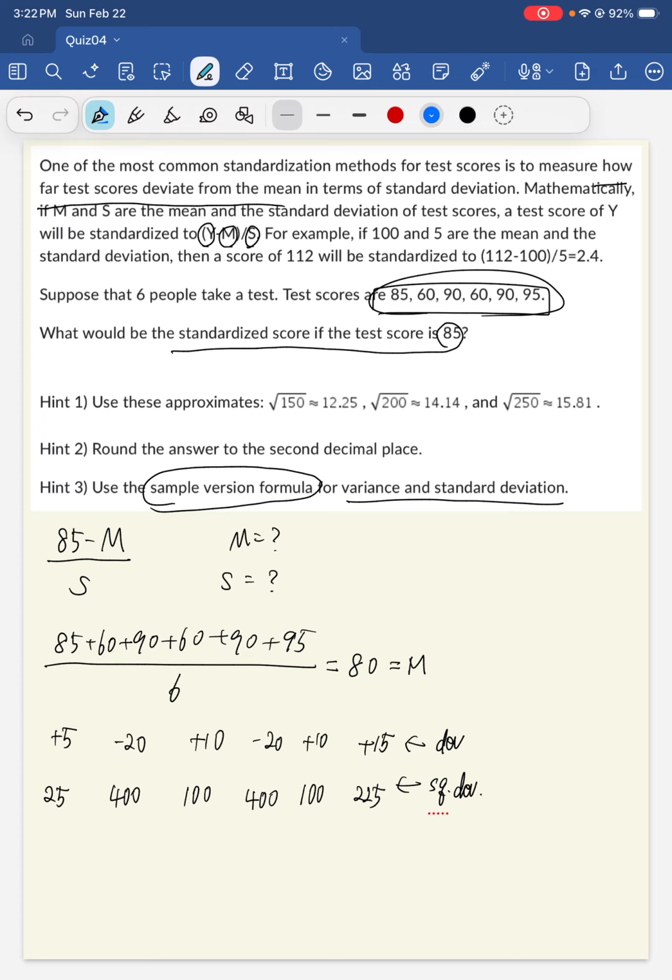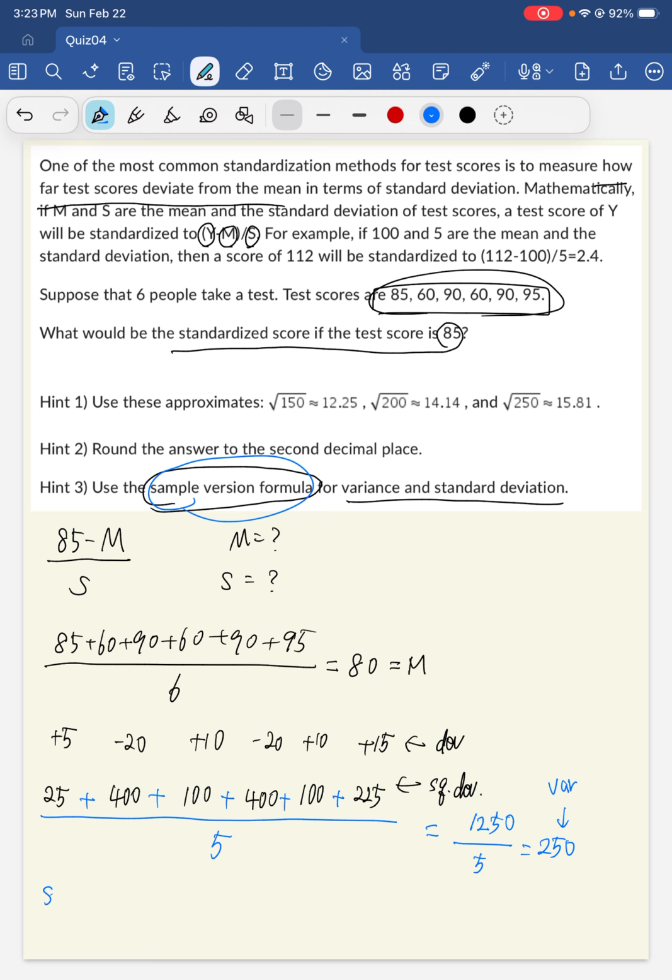I am going to calculate the variance by adding the squared deviations and dividing by n-1. Remember, we are using the sample formula, so the denominator must be n-1. In our case, n is 6. There are 6 observations, so we are going to have 5 in the denominator. If you calculate that, the numerator is 1250 and you divide it by 5, so the variance equals 250.